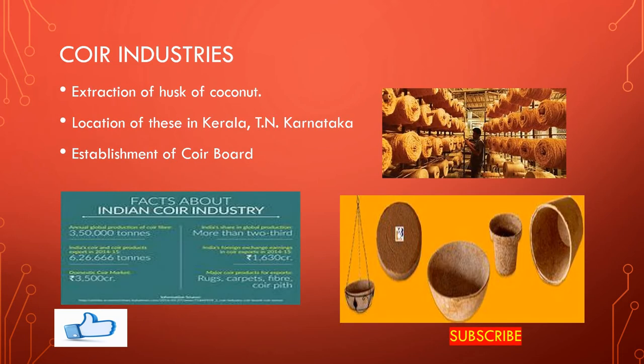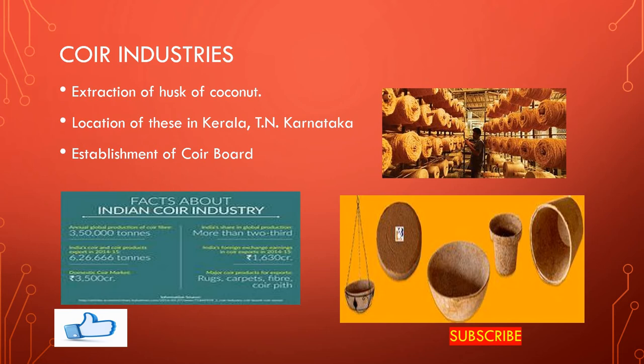Now, let us see the coir industries. Coir, or coconut fiber, is a natural fiber extracted from the husk of coconut and used for production of items such as floor mats, door mats, brushes, and mattresses. These industries are located in the coastal part of India, in states like Kerala, Tamil Nadu, Karnataka, Andhra Pradesh, etc. The government has established the Coir Board, which is encouraging the coir industries. You can see in the picture the finished products of these coir industries.